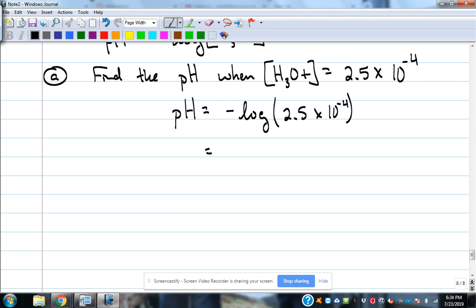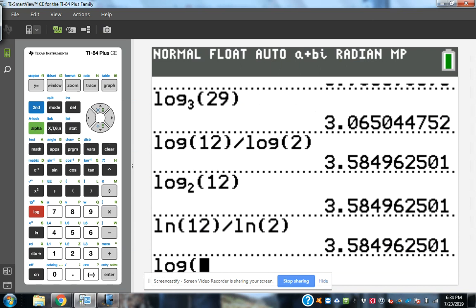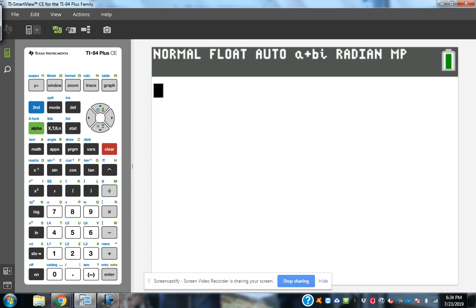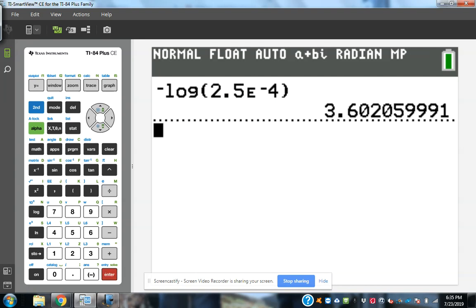It's evaluating with the calculator. So we just got to know how to type that in. So in the calculator, that's a common log. That's log base 10. So I'm going to type negative log, and then I'm going to put 2.5. And I'm going to use that scientific notation deal. Second, and then the button right above 7 gets me that capital E. And then I'm going to put the negative 4. And that's going to give me the pH of that water. That pH is 3.6.